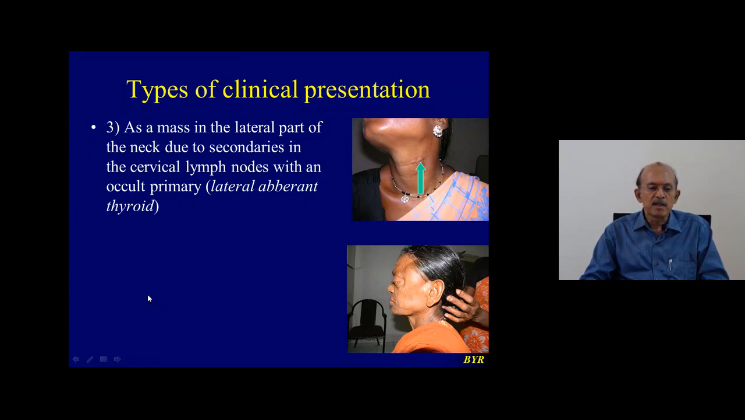The third type of presentation is as a mass in the lateral part of the neck due to secondaries in the cervical lymph nodes with an occult primary. So already I discussed this. This is called the lateral aberrant thyroid. Or as a bone secondary without a primary. So sometimes follicular carcinoma will have occult primaries, and the patient comes to you with a bony mass. You can see here, a patient came to me with a mass in the frontal region.